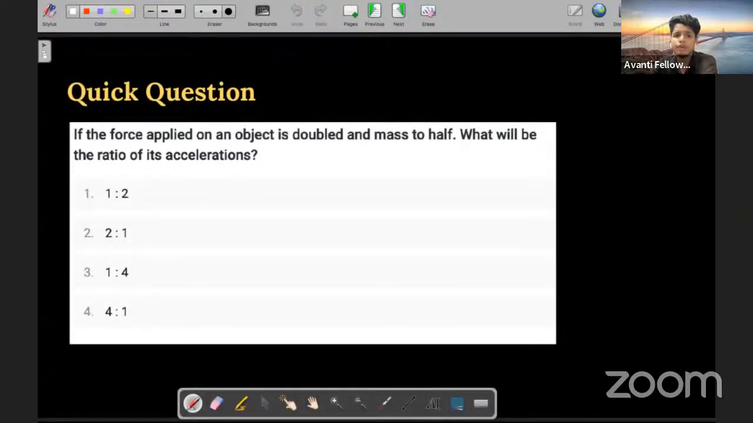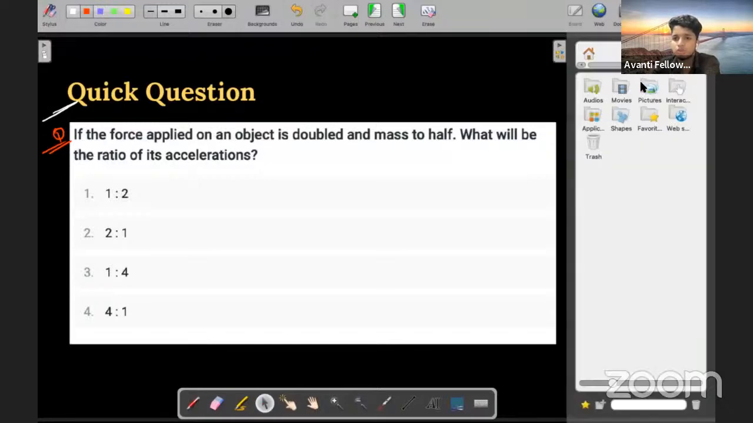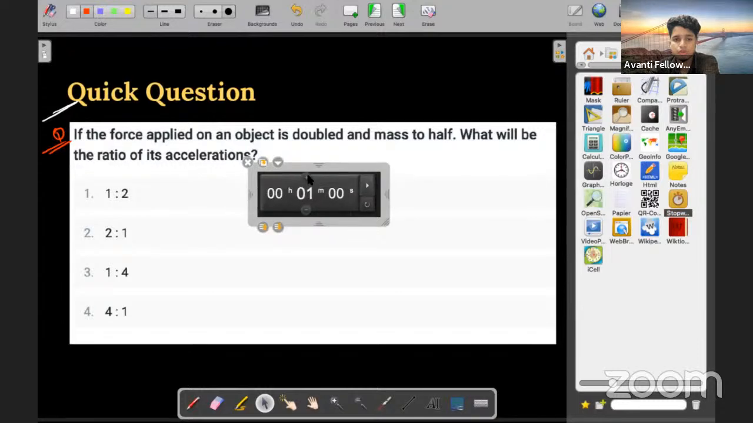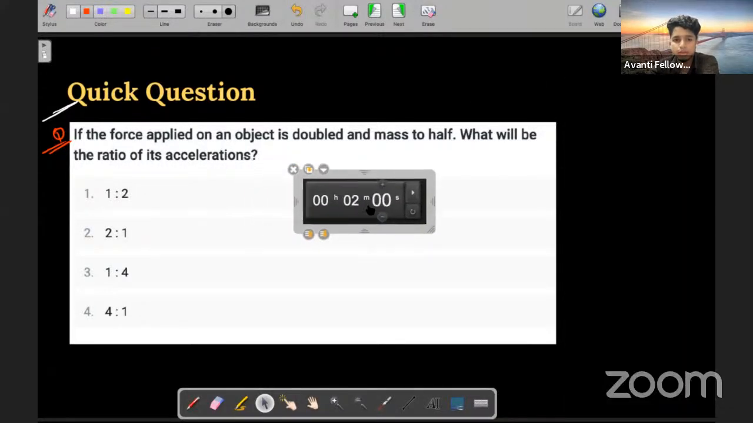Coming to a quick question for you based on previous sessions. The question says, if the force applied on an object is doubled and the mass is halved, what will be the ratio of its acceleration? Please let me know the answer, students. I'm giving you exactly 2 minutes to solve this. Everyone has to solve this. The timer will start. Please let me know in the chat what the answer is.